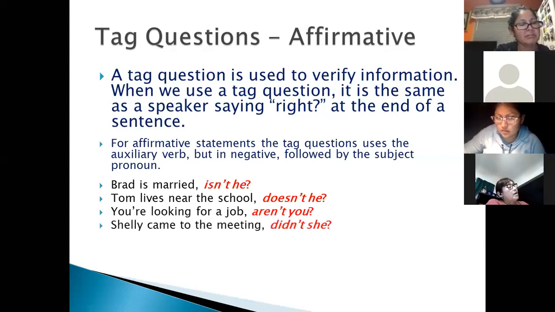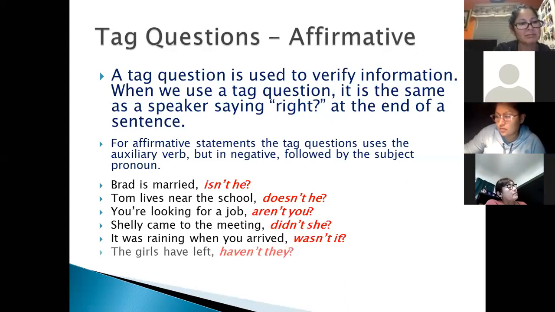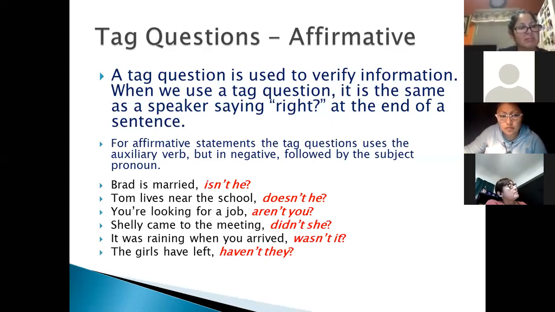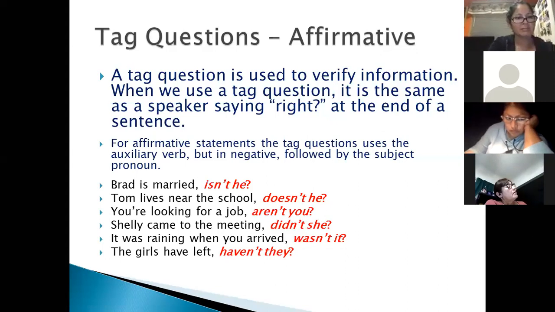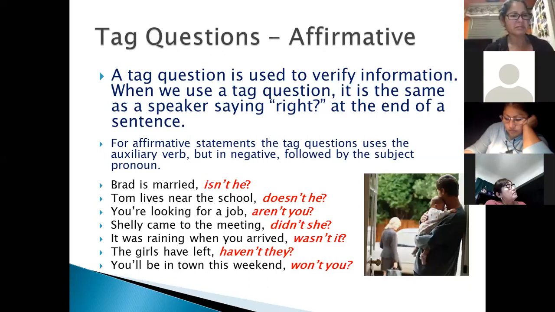Shelley came to the meeting, didn't she? It was raining when you arrived, wasn't it? The girls have left, haven't they? So notice, it doesn't matter if it's a have or a be or a do or a does. You'll be in town this weekend, won't you? Affirmative statement, negative tag. Affirmative statement, negative tag.